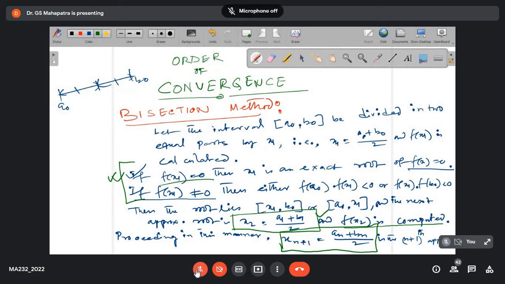x n plus 1 equals a n plus b n by 2. Fine. Now, say you are finding the root between a n and b n. So that is actually the final root location.